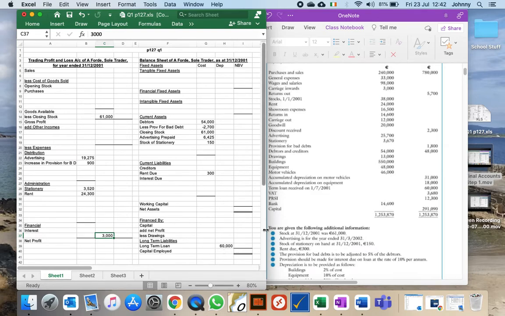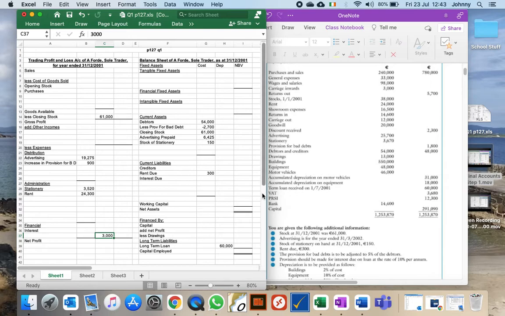Where did I get that from? It's 10% of the 60 grand loan is 6 grand. But we got the loan at the beginning of the 7th month of the year. So we would have had 6 months interest this year, or half a year's interest. So that means 3 grand interest. Now, I've worked out what my interest expense is.